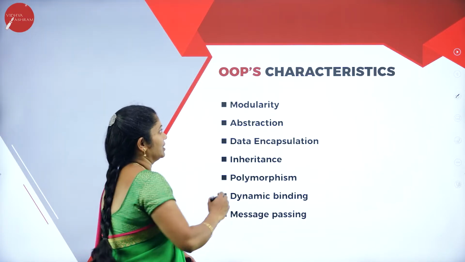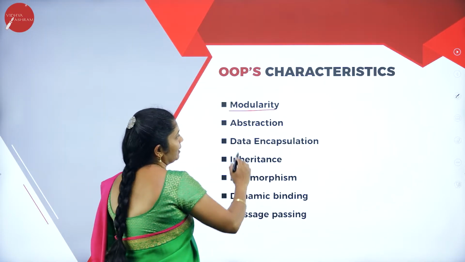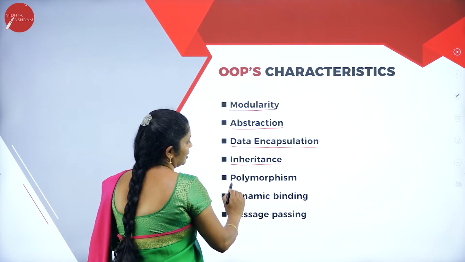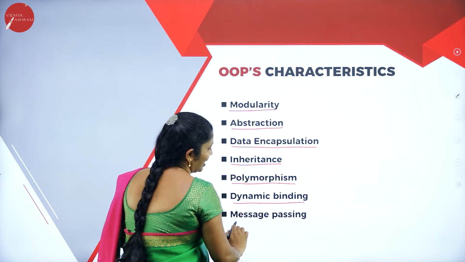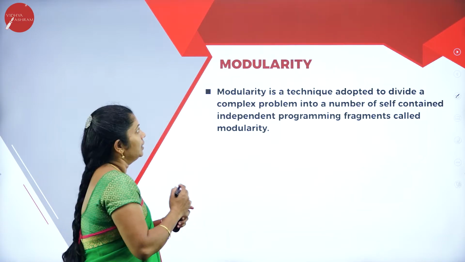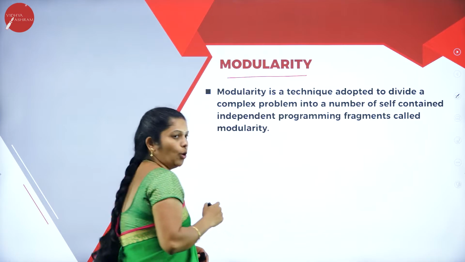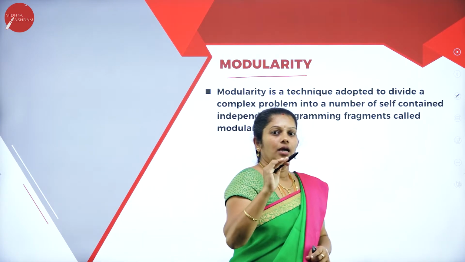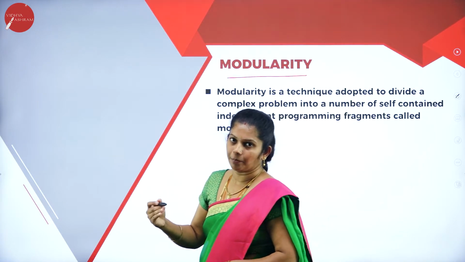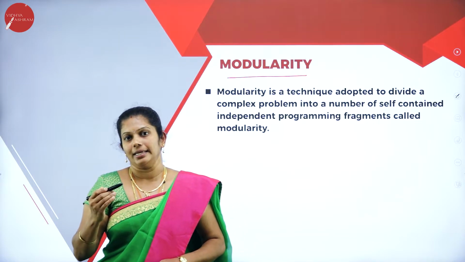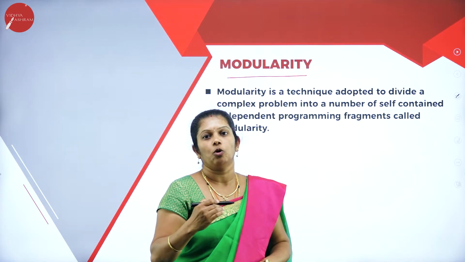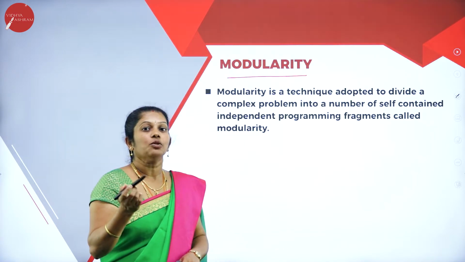When we come to OOP characteristics, the first characteristic is modularity, then abstraction, data encapsulation, inheritance, polymorphism, dynamic binding, as well as message passing. These are the major characteristics of OOP. Next, we'll come to modularity. What do we mean by modularity? Modularity is nothing but dividing a large program into sub-programs. Once again, whatever sub-program we have, we divide it into small units. That technique is called modularity.